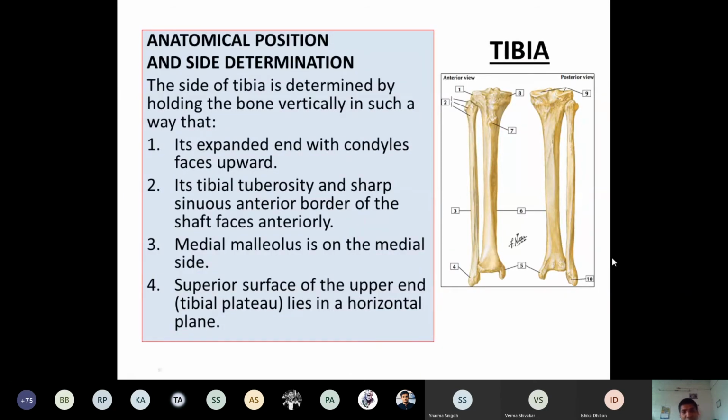In the tibia, the anatomical position: you have to remember the medial malleolus of the tibia. Most importantly, remember the medial malleolus. Then the tibial tuberosity should look anteriorly, and the medial malleolus should go medially. Then you can determine the side of the tibia. This number 7 is the tibial tuberosity. It should look anteriorly. After holding it in this way, you can determine the side.